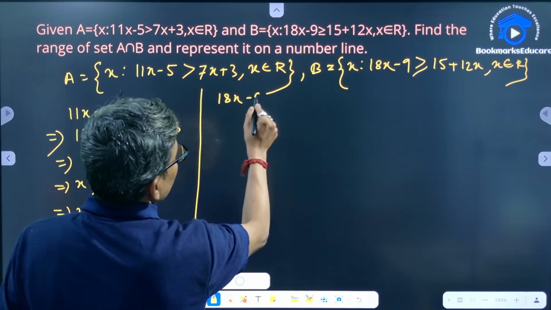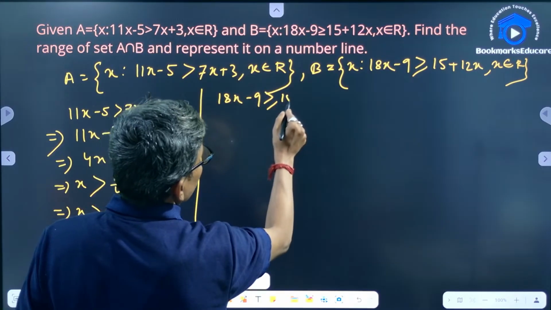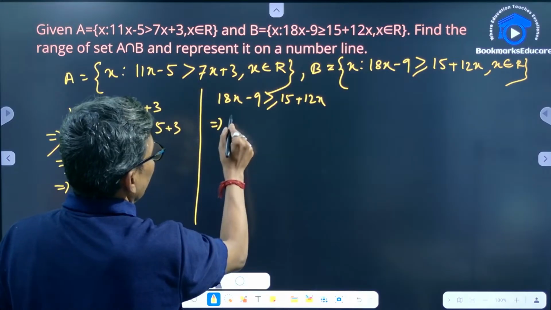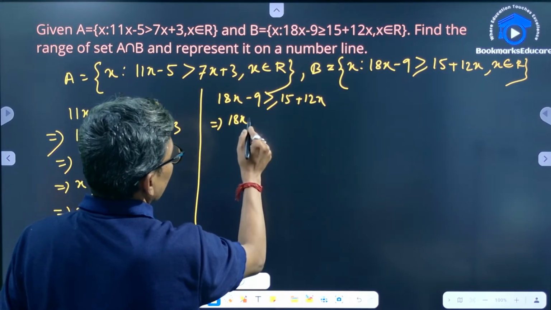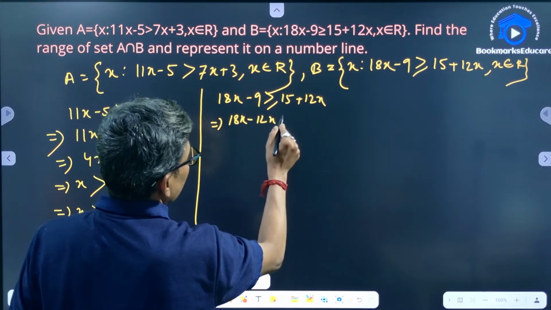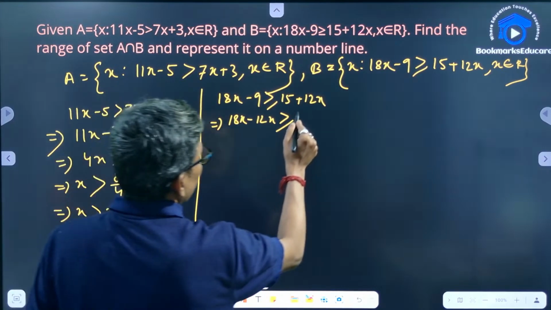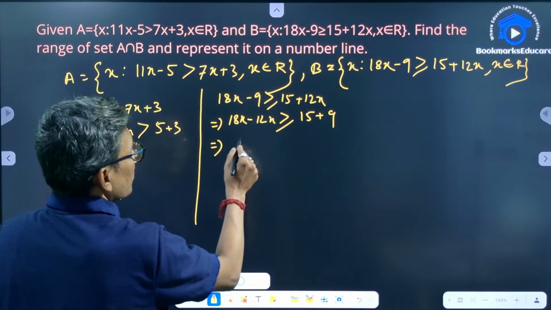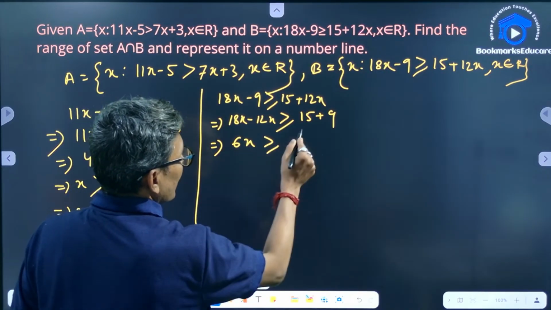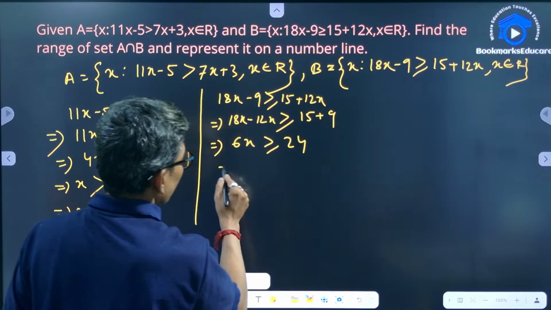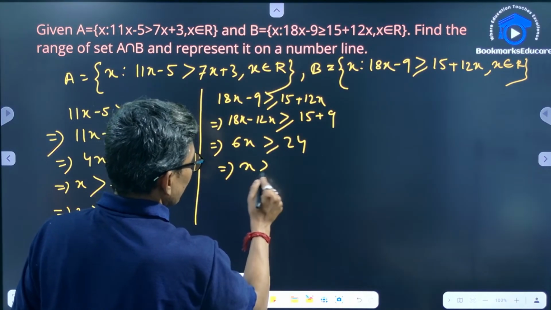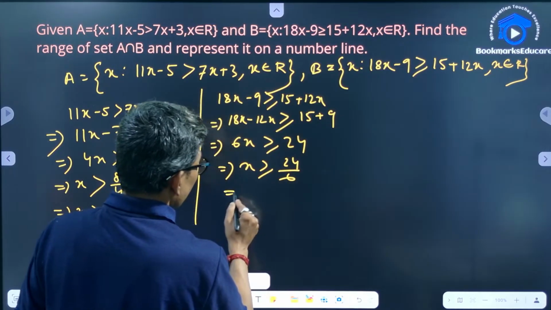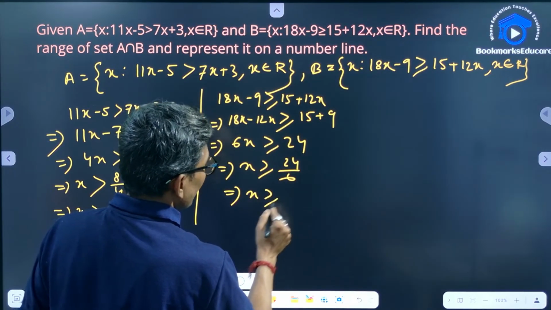18x minus 9 greater than equal 15 plus 12x, so 18x minus 12x greater than equal 15 plus 9, so 6x greater than equal 24, so x greater than equal 24/6, x greater than equal 4.